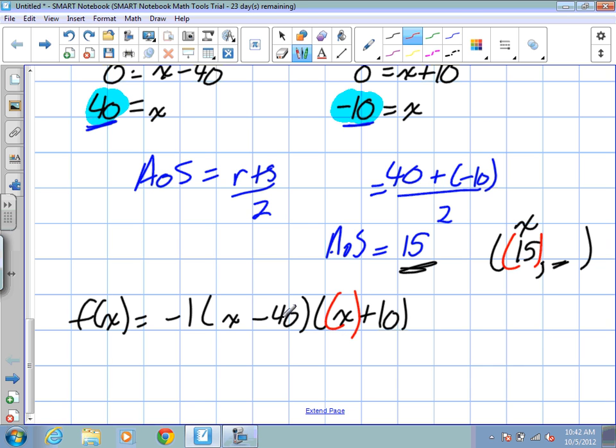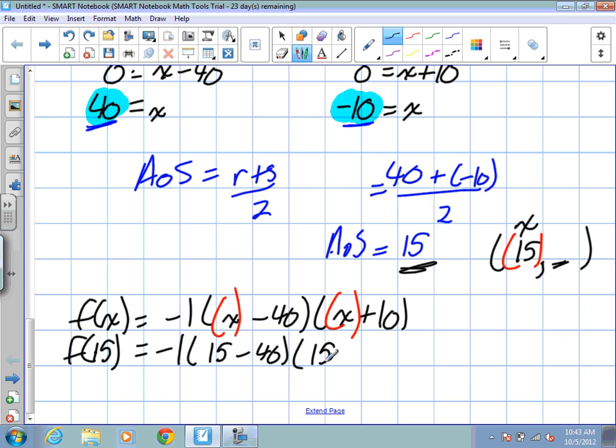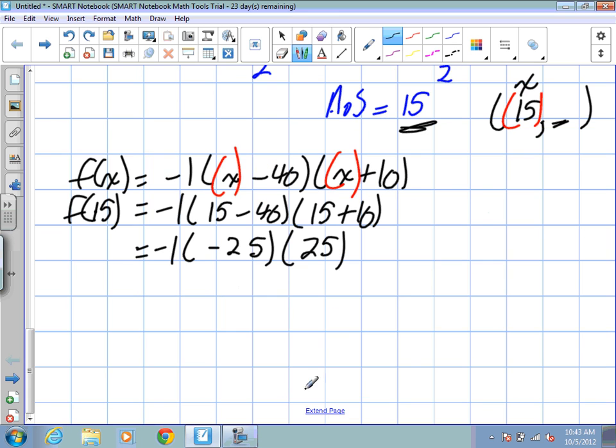So when f(15), essentially what's our y value? We'll get -1(15 - 40), in brackets. We always do brackets first. (15 + 10). This is going to give us -1 times (15 - 40), (15 + 10). Positive 25. Just want you to notice that the absolute values of those terms are the same, which gives us an idea that it is directly in between those two x values. Okay? And -1 times -25, positive 25. Positive 25 times positive 25.